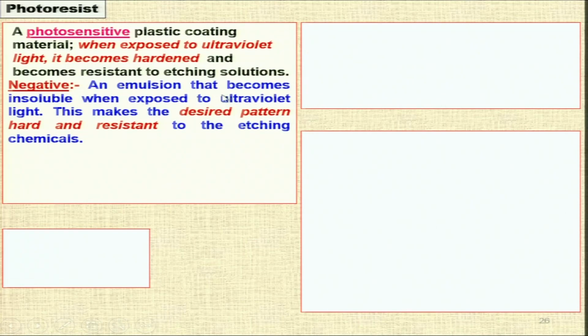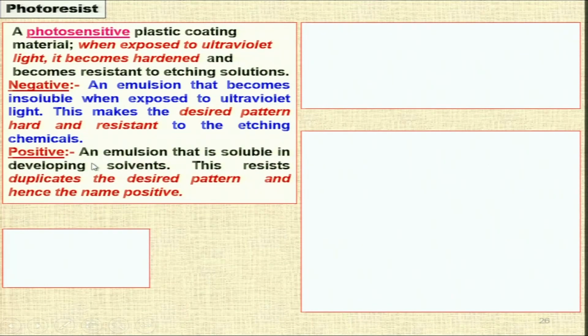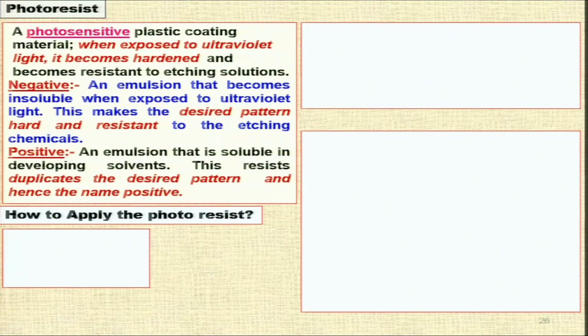Negative: an emulsion that becomes insoluble when exposed to ultraviolet light. This makes the desired pattern hard and resistant to the etching chemicals. Positive: an emulsion that is soluble in developing solvents. This resist duplicates the desired pattern, and hence the name positive. So you have to be careful while selecting whether negative or positive, and accordingly you have to design the whole system.